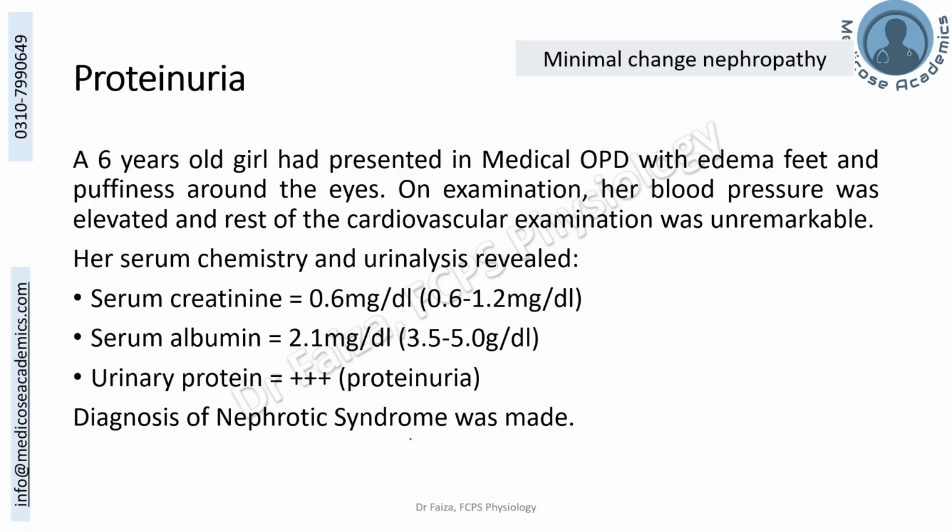So whenever you look into any patient with proteinuria, think of something wrong with the glomerular capillary, because normally the proteins are not lost in the urine because of the small size of fenestrations and the presence of negative charges on the glomerular capillary membrane.